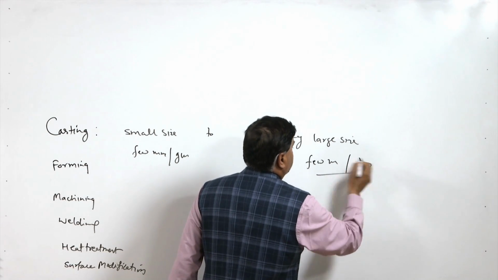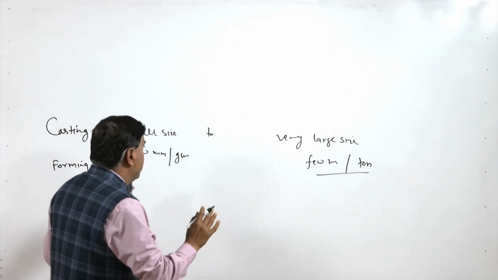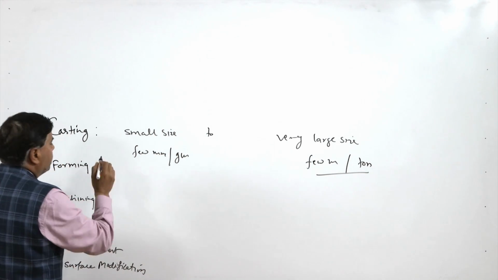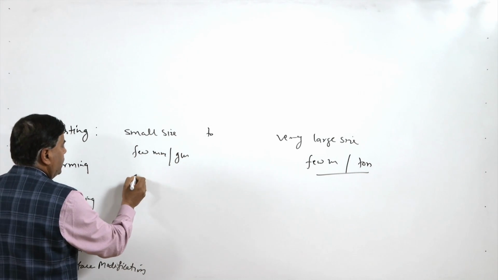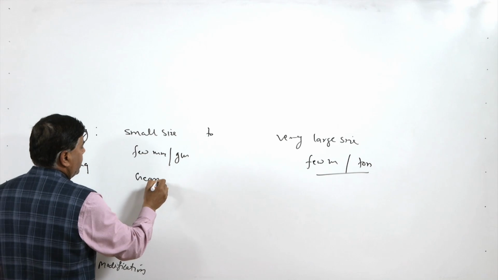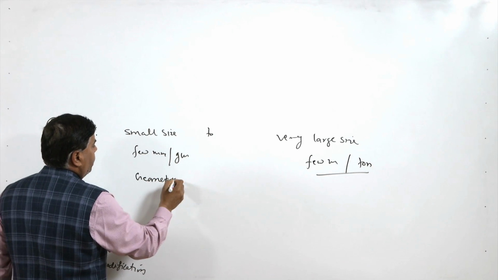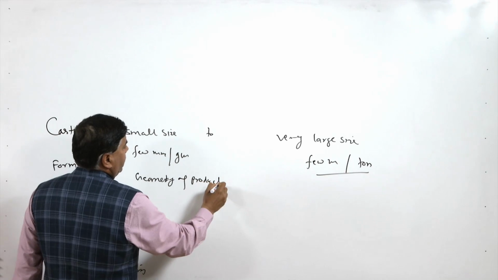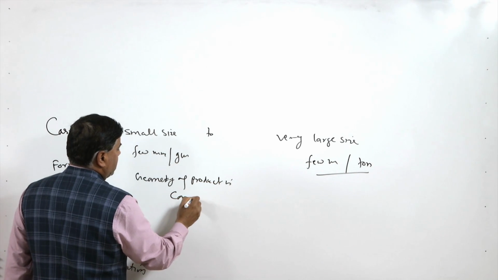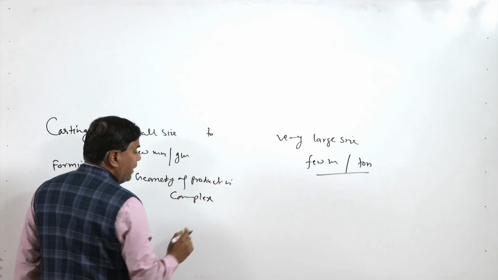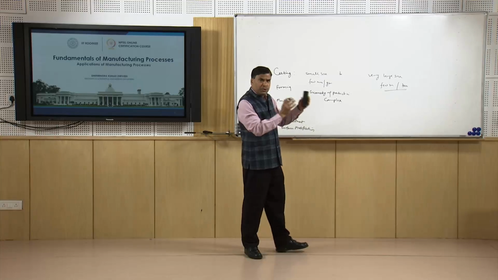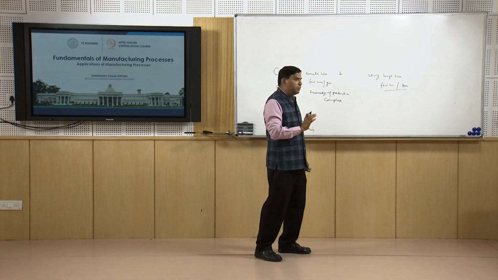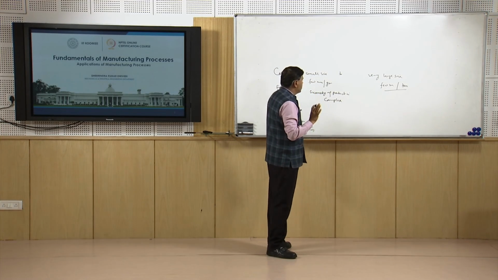So, the example is most of the components where the geometry of the product to be made is complex and we want to reach close to the final shape in one go, then casting is the best route.